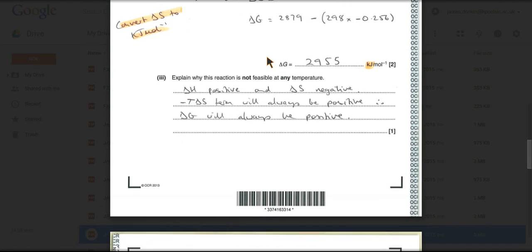Why is the reaction not feasible at any temperature? So we need to explain why delta G can never be 0 or negative. And that's because delta H is positive, delta S is negative, so that means you've got negative times negative, which becomes, this term just becomes positive. So all of this will always be positive. So delta G can never be negative. So it's not feasible at any temperature.